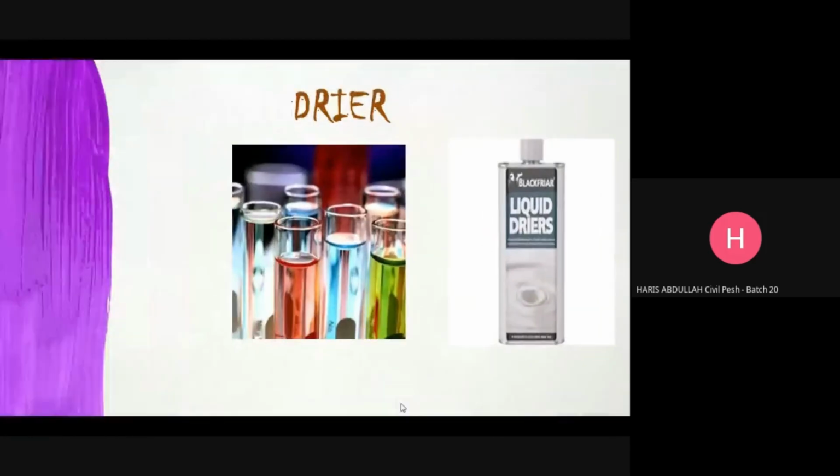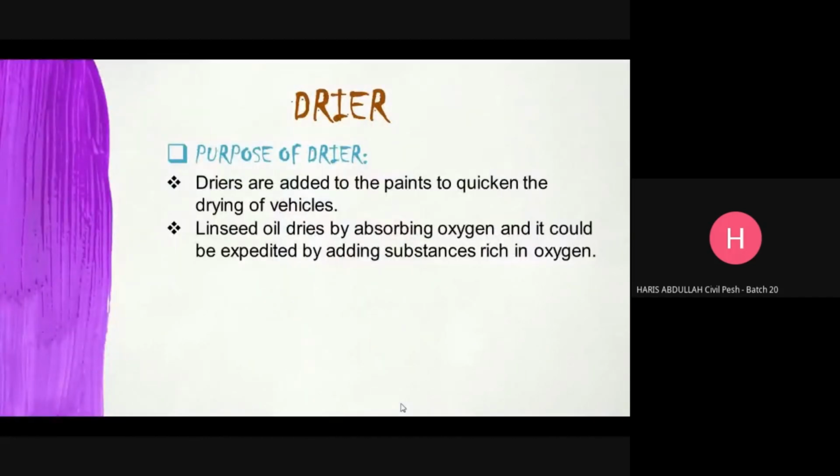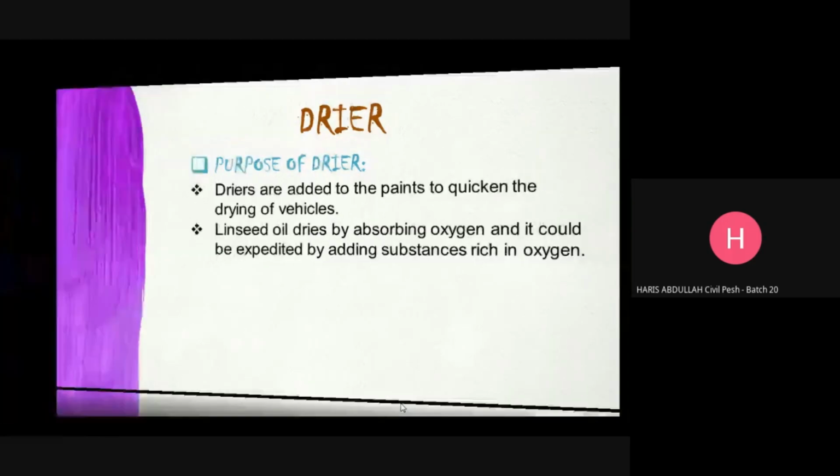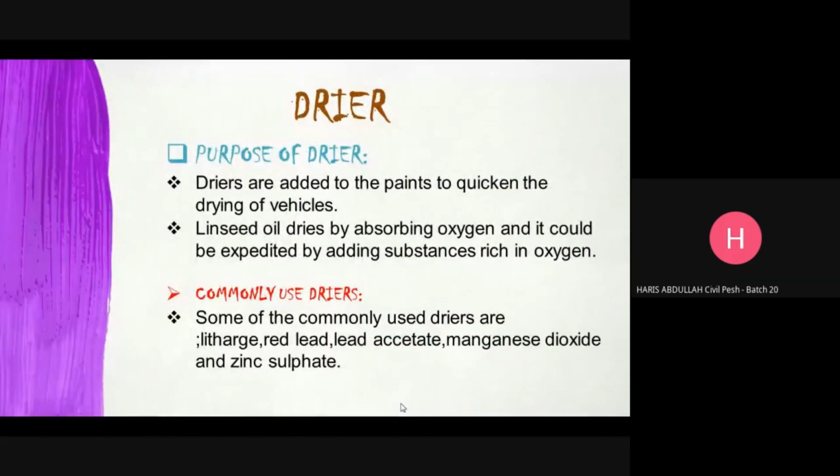Another component is the dryer. What is the purpose of a dryer? Dryers are added to the paint to quicken the drying of vehicles. As I previously said, vehicles are the oily liquids responsible for binding and suspension of the solvent and the liquid parts in it. Linseed oil dries by absorbing oxygen, and this can be expedited by adding substances rich in oxygen as well. The commonly used dryers are litharge, red lead, lead acetate, manganese dioxide, and zinc sulfide.